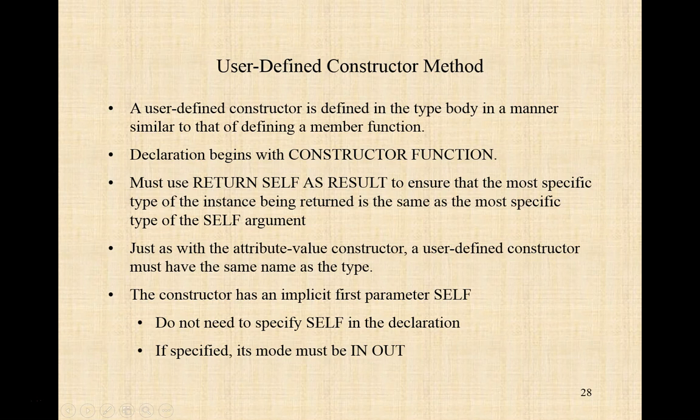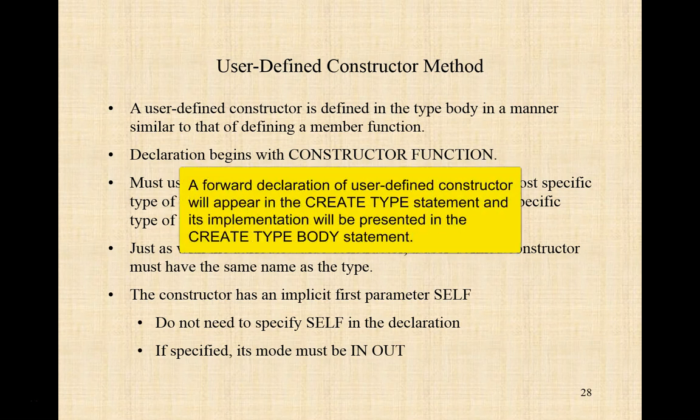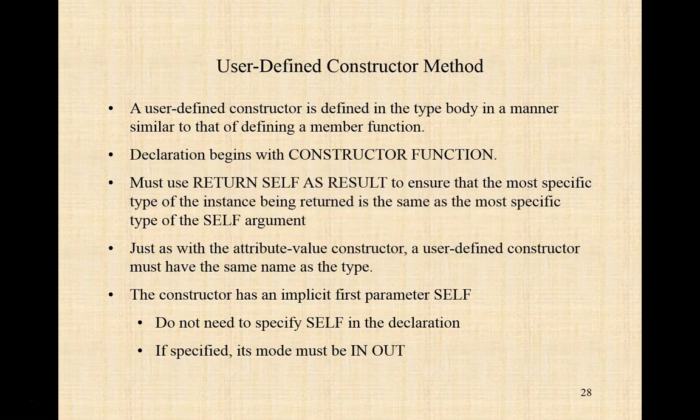A user-defined constructor is defined in the type body in a manner similar to that of defining a member function. It must also first be announced within the type specification. That is, we'll see the announcement in the create type statement and the full body code within the create type body statement. The declaration of a user-defined constructor begins with the keywords constructor function. The function must return self as its result. It must actually say return self as result.